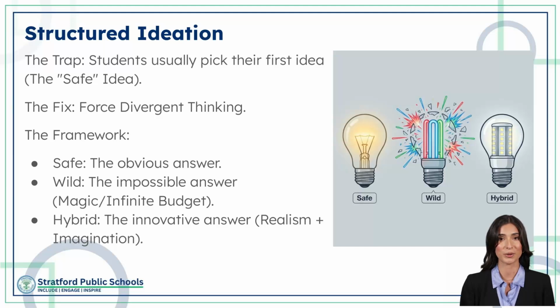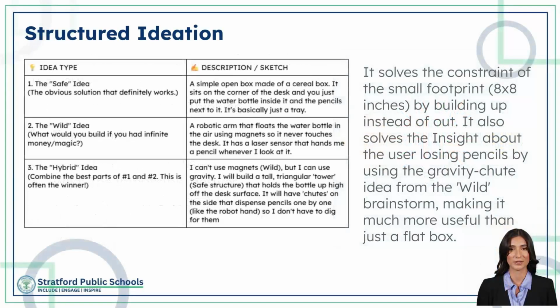We force them to write down a wild idea, one that ignores gravity or budget. Then we ask for a hybrid. This forces them to pull the creativity of the wild idea back into the reality of the constraints. This is where actual innovation happens. Let's look at a real example of why this framework matters.